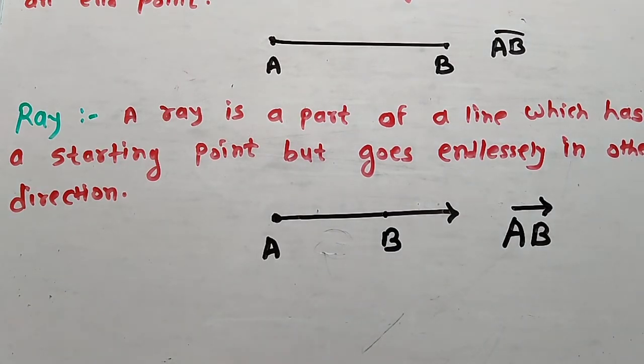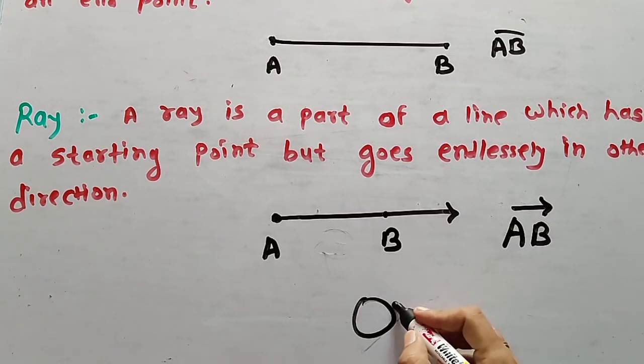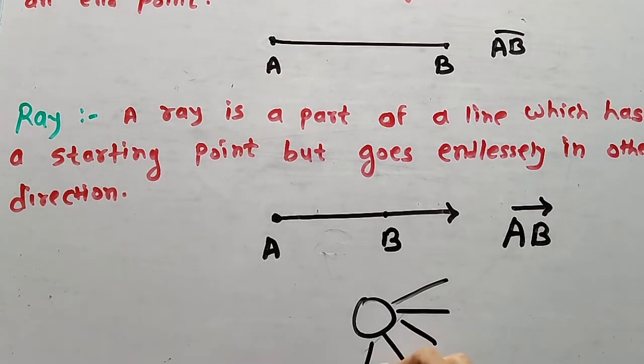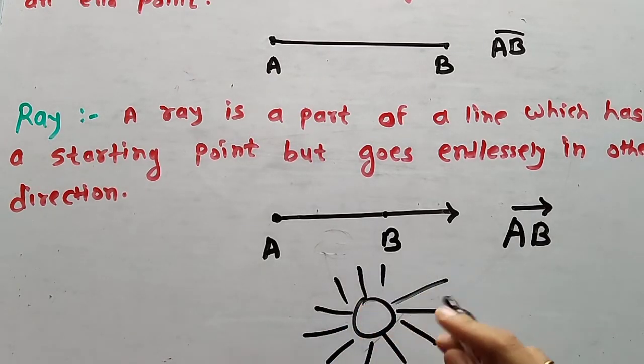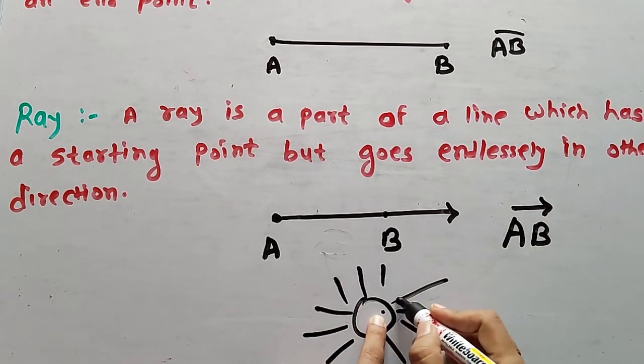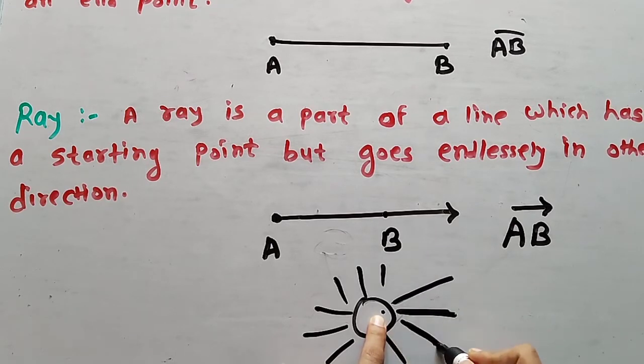So what are examples of a ray? Suppose the ray of light from a torch. From a torch the ray of light is an example of a ray. Then the sun: suppose this is the main source of light and these are the rays from the sun. This is the starting point and these rays go endlessly in one direction.